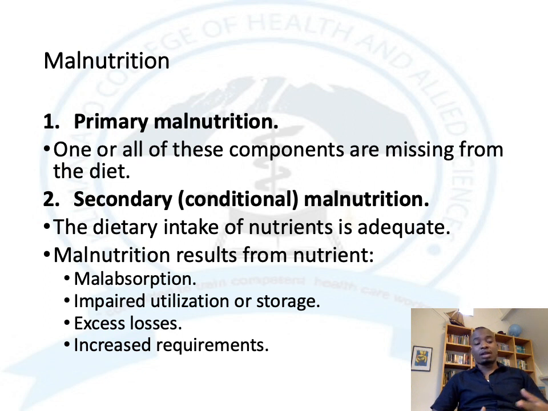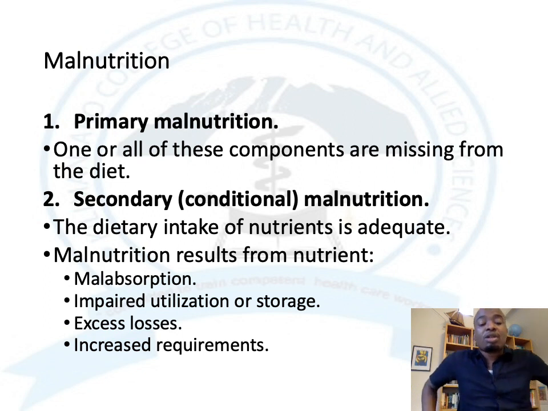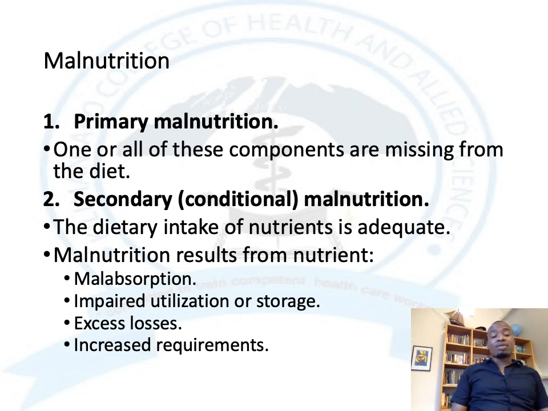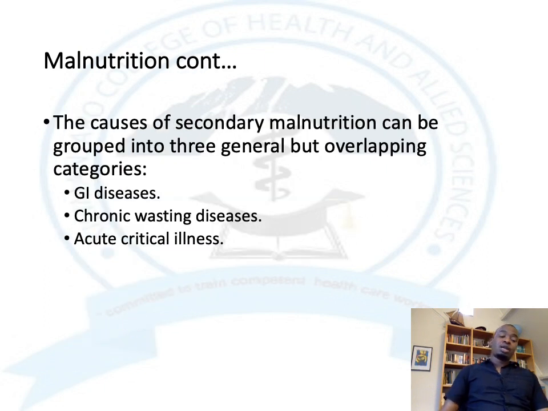Or increased requirement: someone with chronic diseases whereby nutrients are used more, or someone who is pregnant. All these conditions may cause someone to have malnutrition, not from a lack of required food, but rather from the inability of the body to store it, absorb it, or utilize it as required. So the causes of secondary malnutrition can be grouped into three categories. They are either GI diseases.